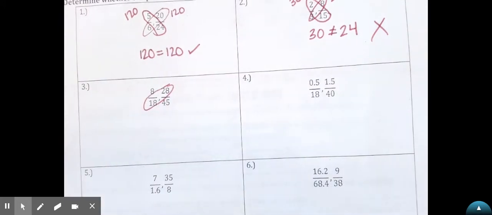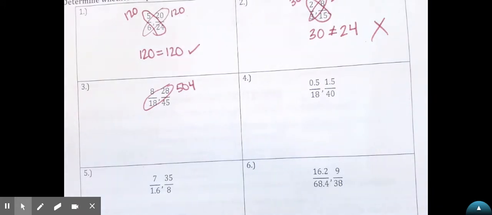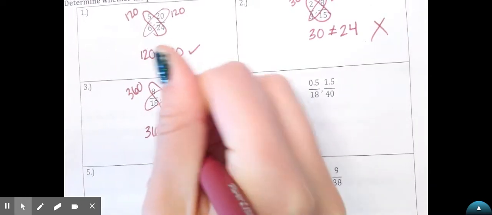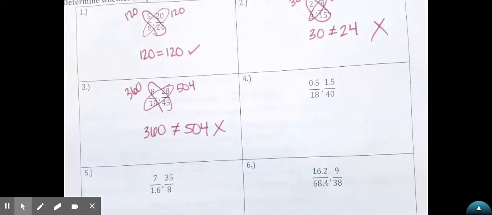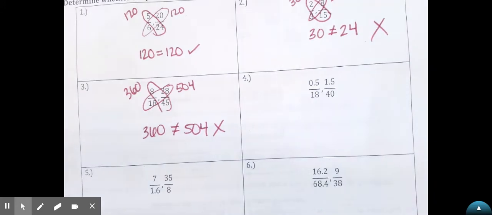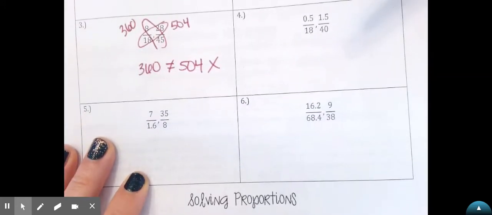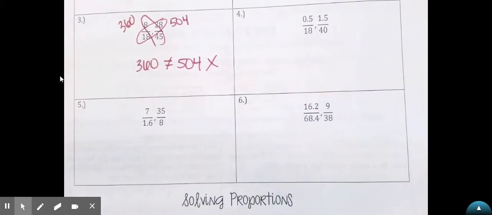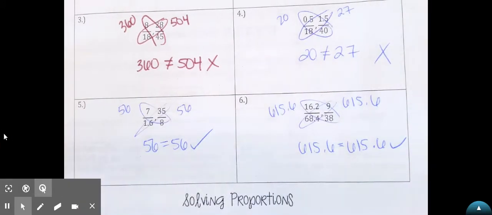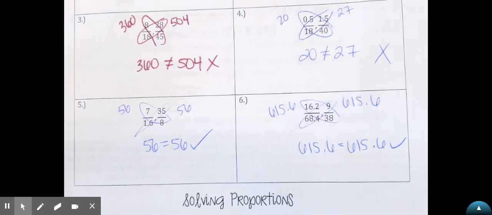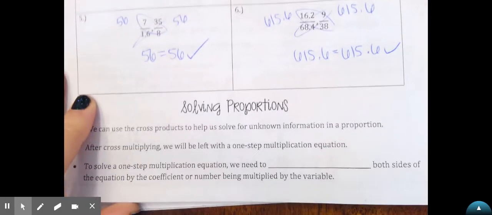We've got 18 times 28, which is 504, and then we have 45 times 8, which is 360. And because we have two cross products that are not equal, there is no proportion. Okay, so at this time, I want you to pause the video and try 4, 5, and 6. Okay, please check your answers for 4, 5, and 6. Make sure you got the same answer, so not a proportion for 4, and a proportion is formed in number 5 and number 6.